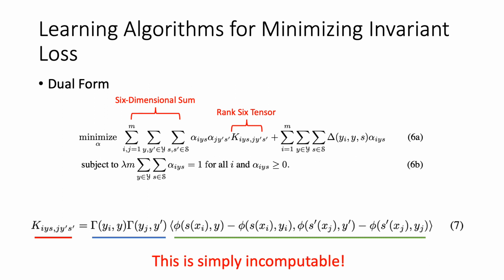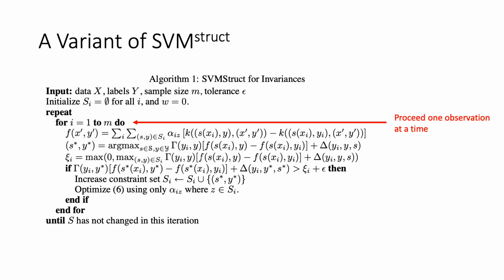This is just not a computable thing. You could write a 6 deep for loop to try and calculate all of these, but even if you could store it, it's just not something you want to wait around for. And this is where the algorithm comes in. They devise a cutting plane algorithm, which actually goes one observation at a time to iteratively optimize and reduce the feasible region until it finds an optimum.